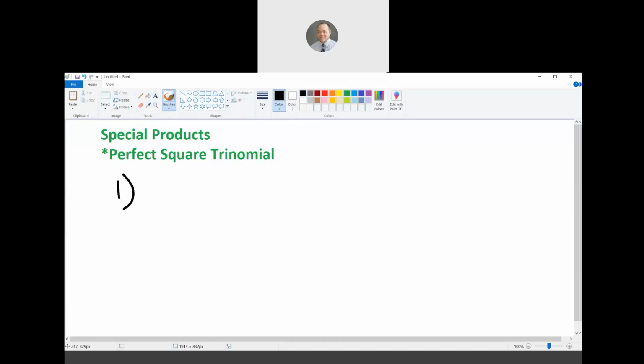Let's say we have the trinomial 16w squared minus 40w plus 25. You don't have to do your 5 steps. Here's a shortcut. If your first number and your last number are perfect square roots, then this is a perfect square trinomial.